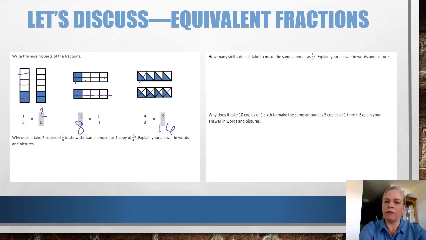These questions down here, I think, are worded a little bit confusing, but we're going to work through them together. So it says, why does it take 2 copies of 1/8 to show the same amount as 1 copy of 1/4? Explain in words and pictures. So this is something similar to what you're going to do. So I just want you to listen real carefully.